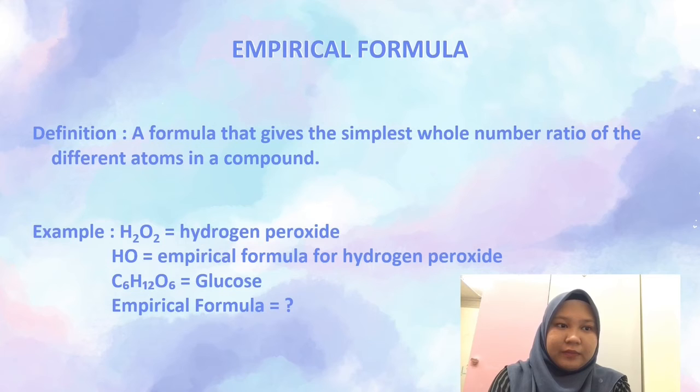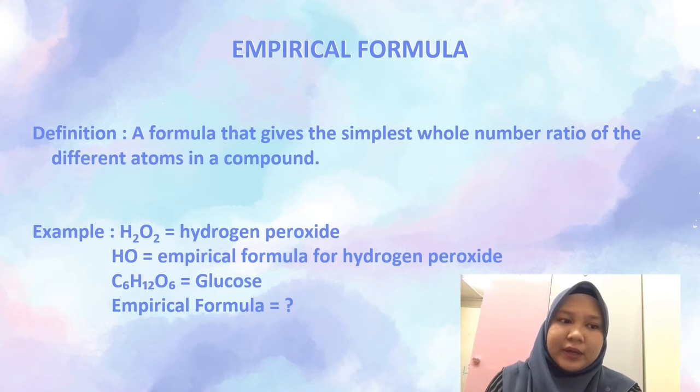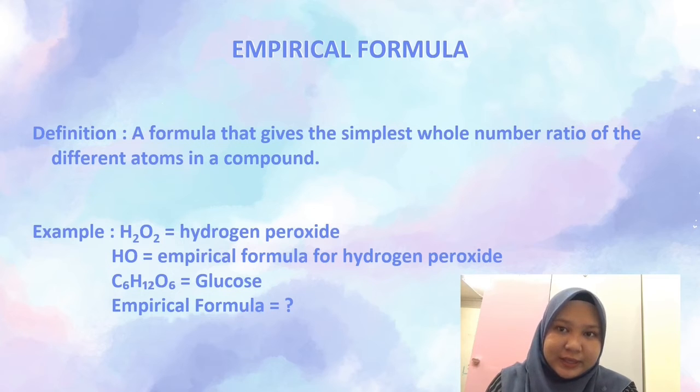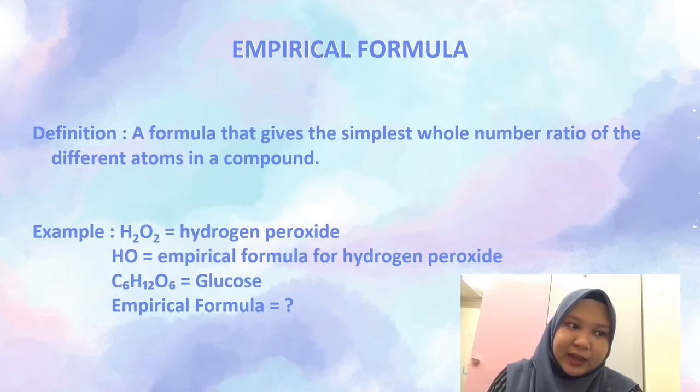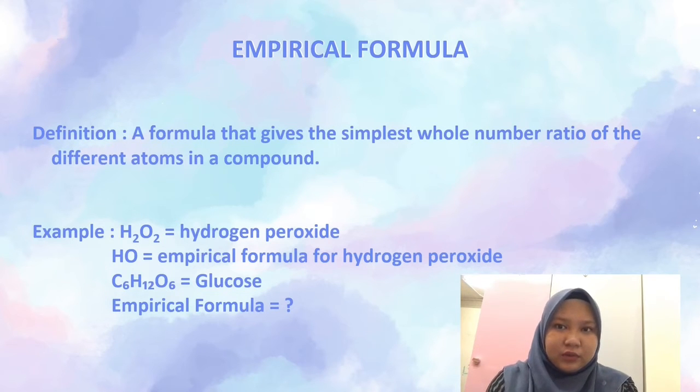The definition of empirical formula is a formula that gives the simplest whole number ratio of the different atoms in a compound. For example, H2O2 is hydrogen peroxide, and HO is the empirical formula for hydrogen peroxide. C6H12O6 is glucose. And what is its empirical formula?